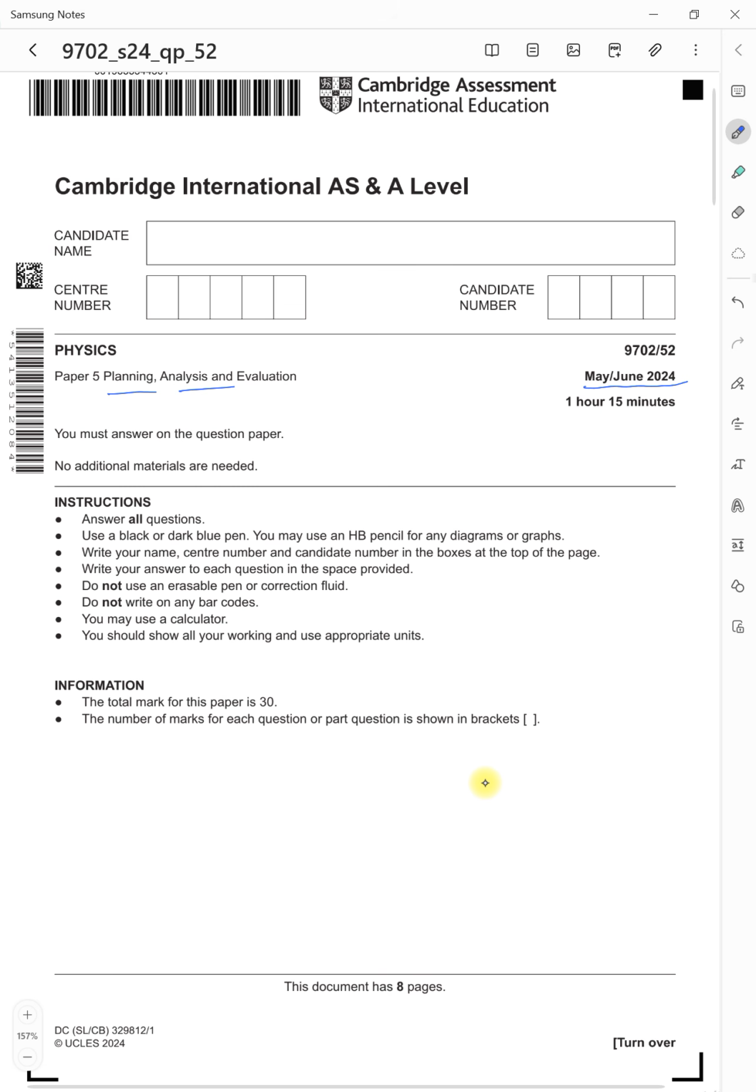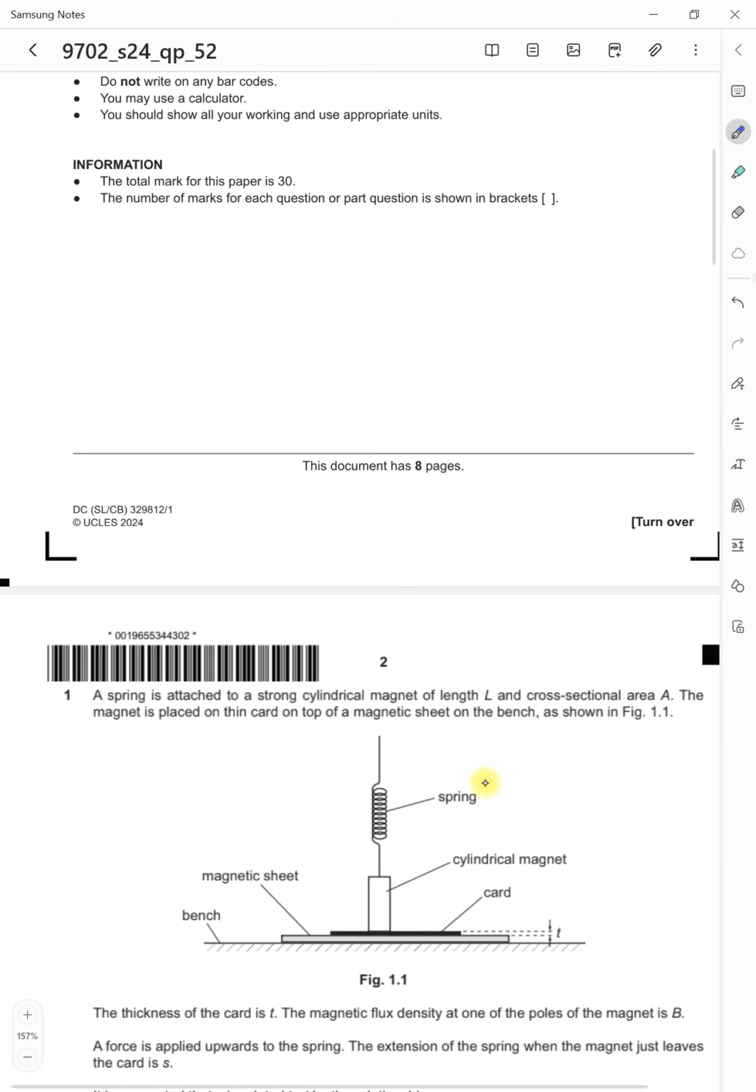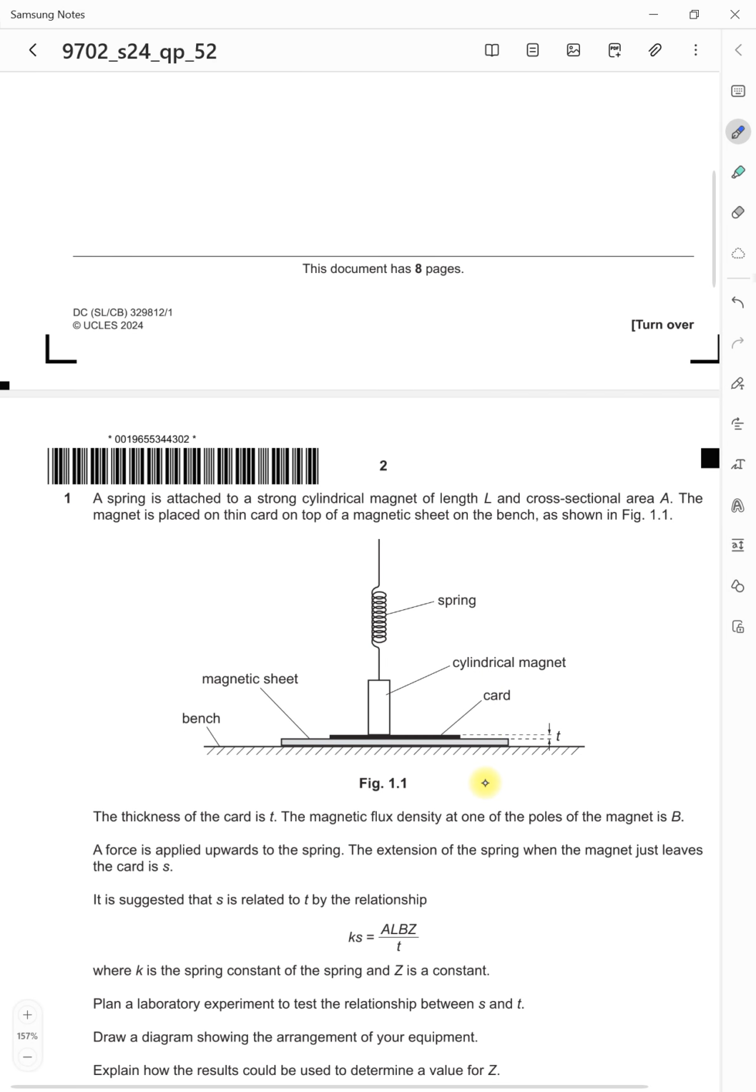So the paper is supposed to be 1 hour and 15 minutes, but because I do this on a computer, it may take much more time because I also have to explain how I arrive at several answers. So my name is IBM and I just want to show you how I encourage my students to always approach this paper 5. So straight away, let me go to the first question.